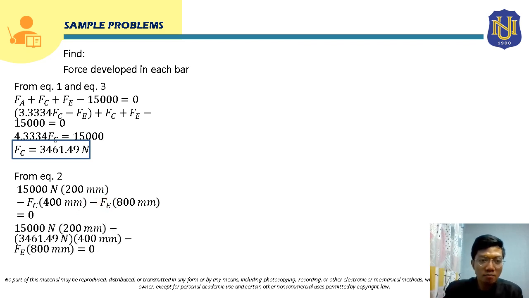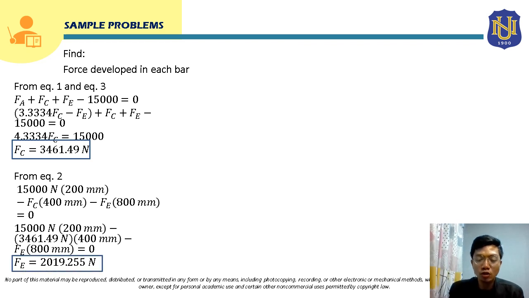So this will become 15,000 times 200 millimeter minus 3,461.49 Newton, that is the value of FC, times 400 millimeter minus FE times 800 millimeter. So solving for FE here, class, this will give you 2,019.255 Newton. So this will be the answer for the force in member EF.